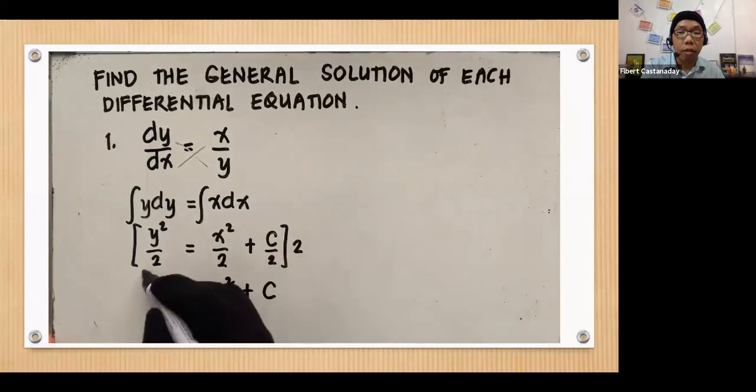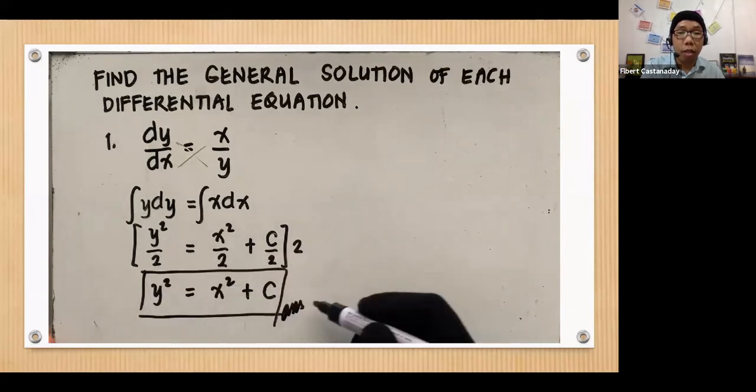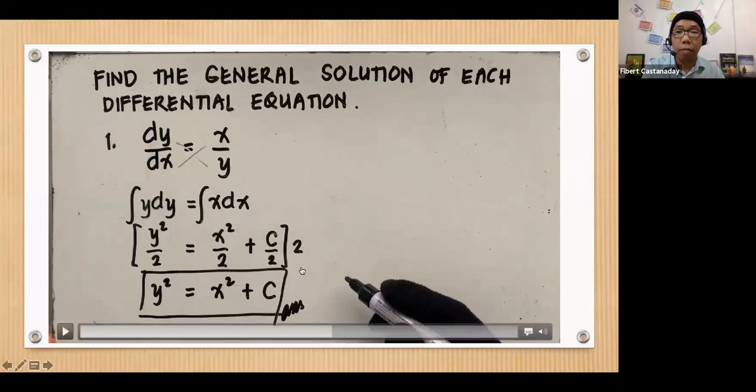So if you're asked to solve for y, maybe you can rewrite this solution, but this is acceptable already. So y squared is equal to x squared plus c. Again, solving for y, you should take the square root of both sides of the equation.